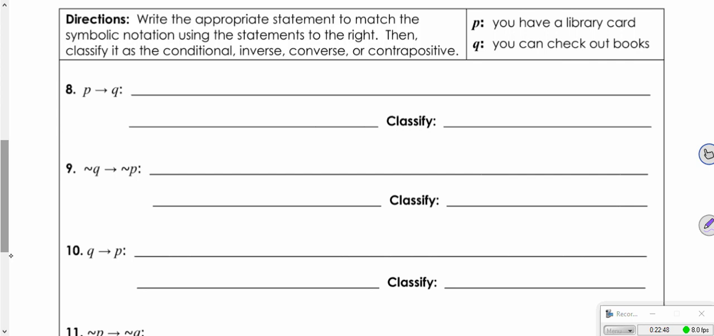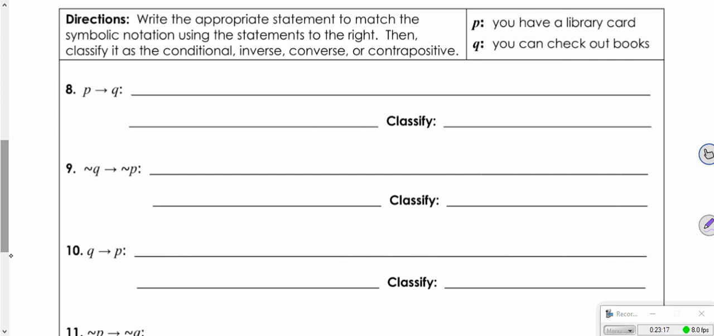Okay. So the directions on this part, write the appropriate statement to match the symbolic notation using the statements to the right. Then classify it as the conditional, inverse, converse, or contrapositive. Now, I intentionally did what I did on the first two sections, number 6 and number 7, with writing the little symbols out to the side just to kind of get us ready for this part.